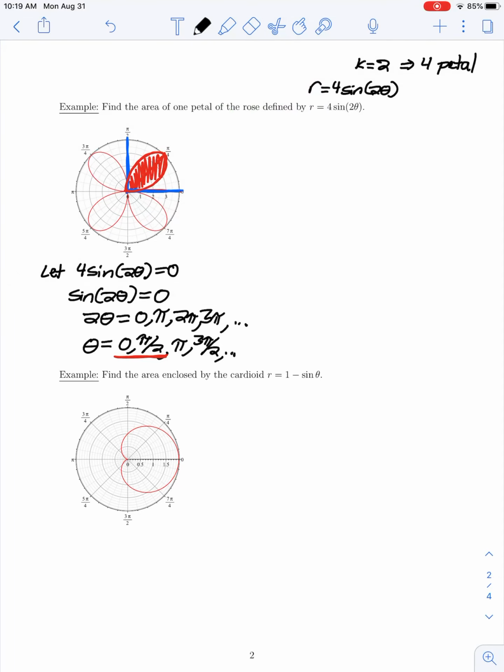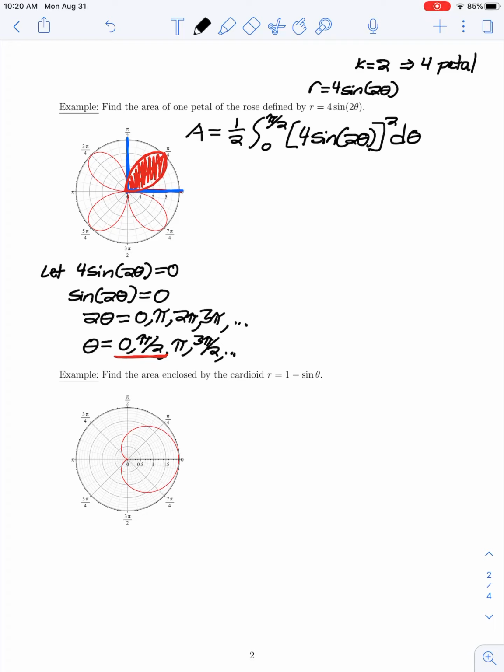So in order to find the area of that first petal, we make use of our new formula. So the area bounded by a polar curve is given by 1/2 of the integral, in this case as theta ranges from 0 to pi over 2. We trace out that first petal. And the function that we're integrating is r squared. Now here r was 4 sine of 2 theta. So we're squaring that quantity and then integrating with respect to theta.